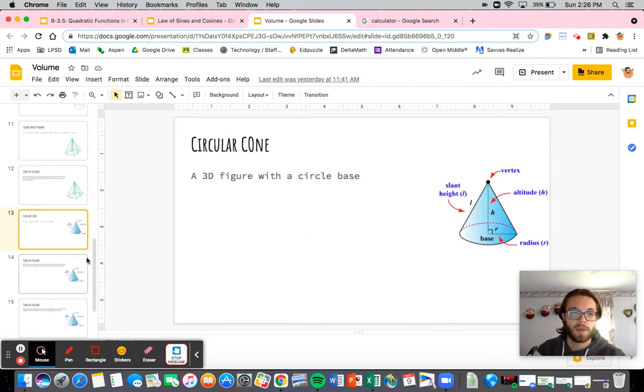Almost done. Now we are on to a cone. So it's going to be a 3D figure with a circular base. It's essentially going to be a cylinder, but imagine, if you will, instead of having a top that's a circle, you just kind of go into the point, right? That rectangle is kind of like wrapped into itself to a point.